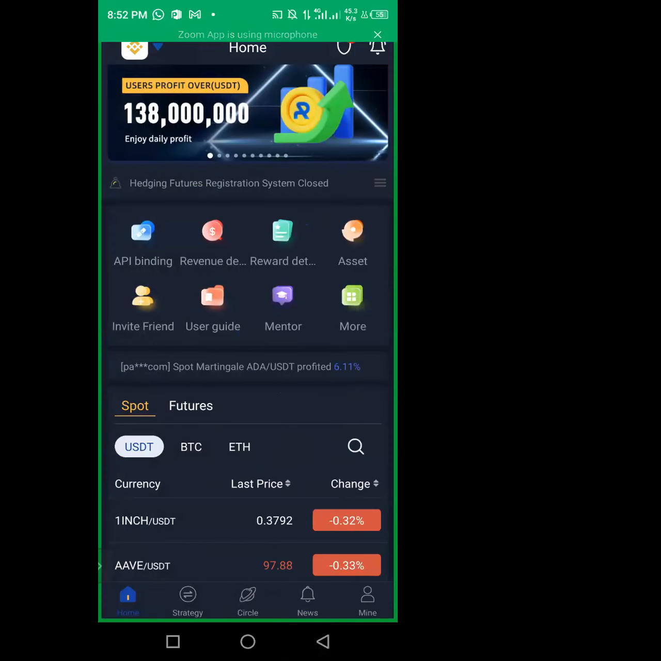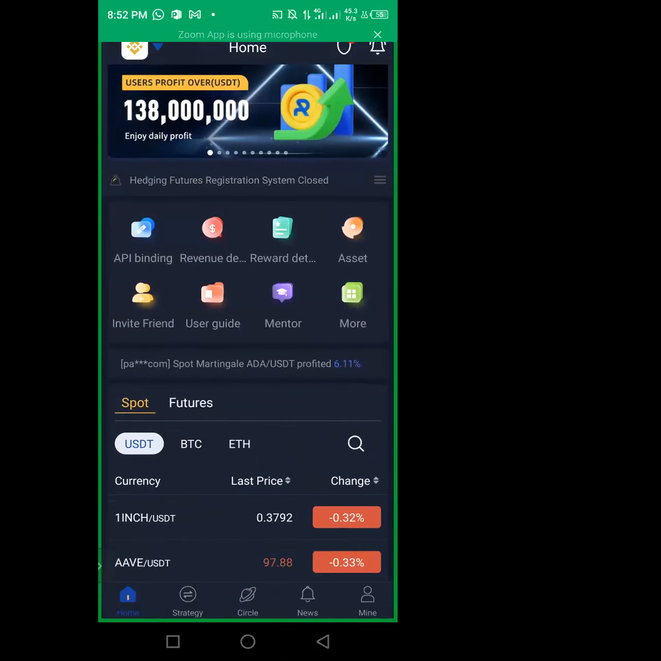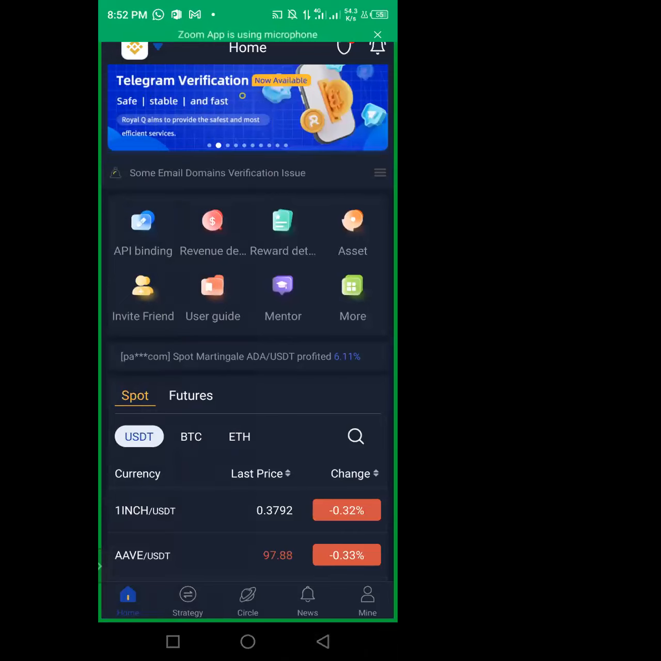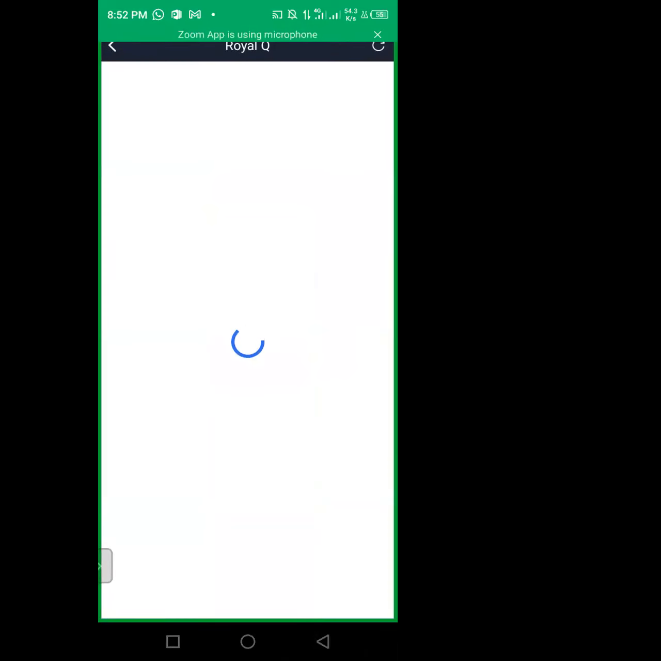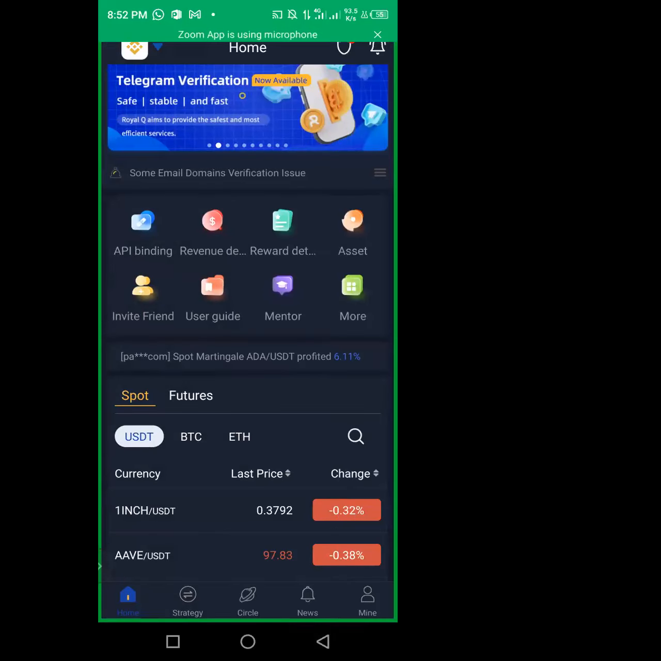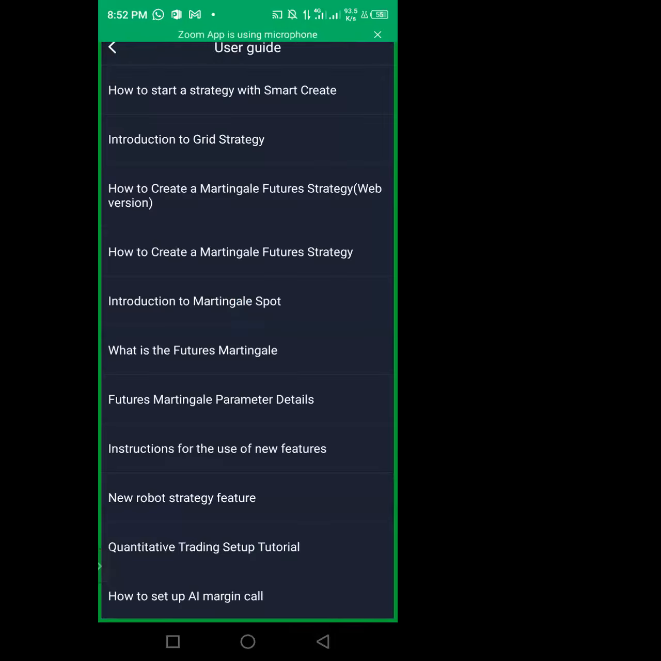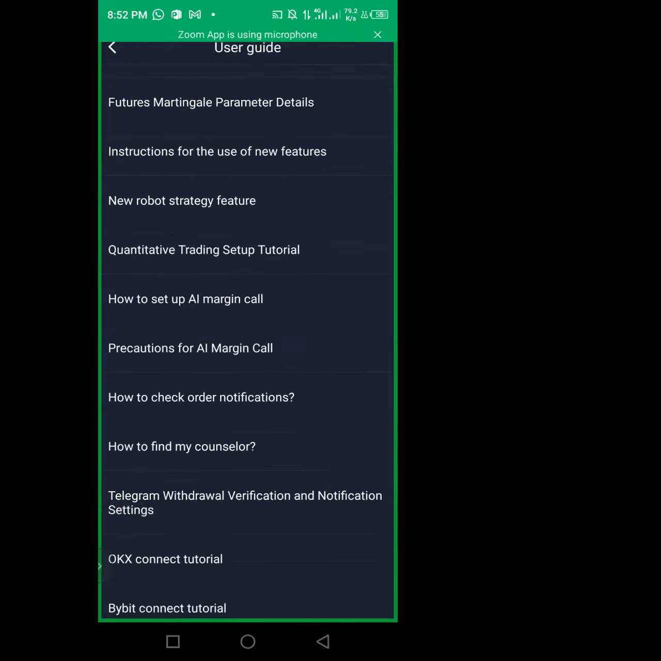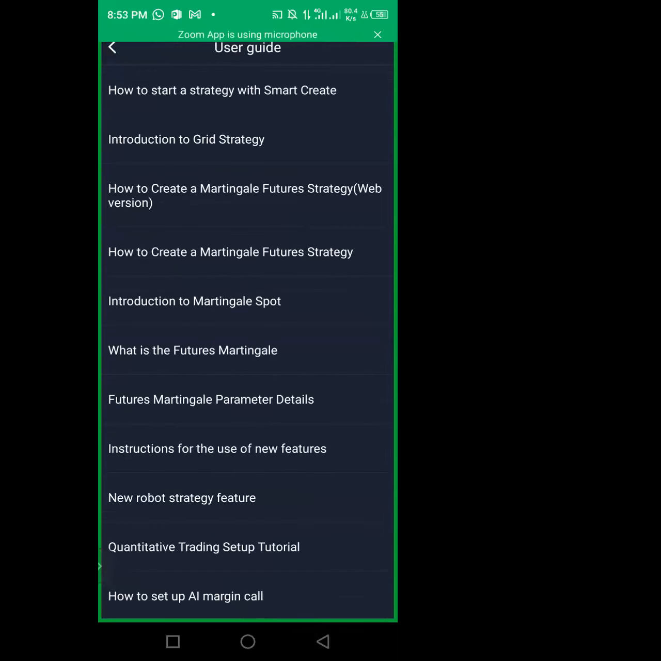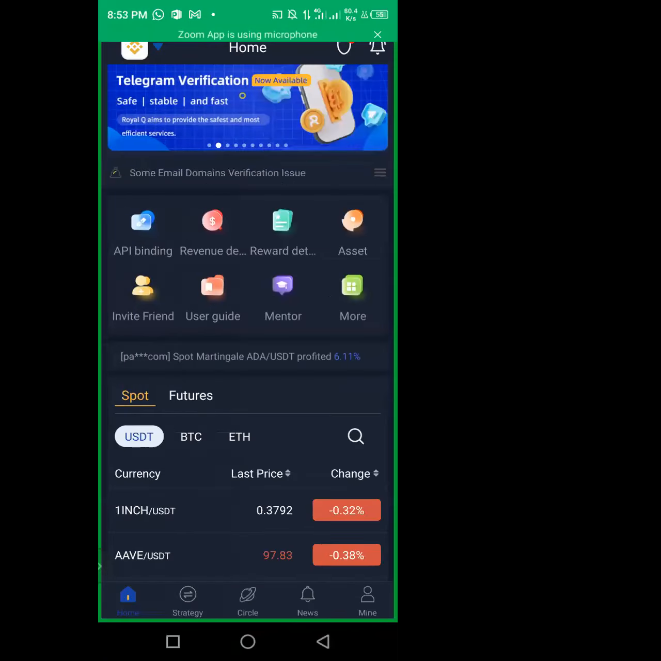Okay, then the next one is invite friends. This is where you can invite your friends. You get your link and you can invite friends in this place. So when you click on it, it opens. You click on copy, you click on this copy and you can send. Then we have the user guide. So this is where you find topics about Royalq in case you need to.